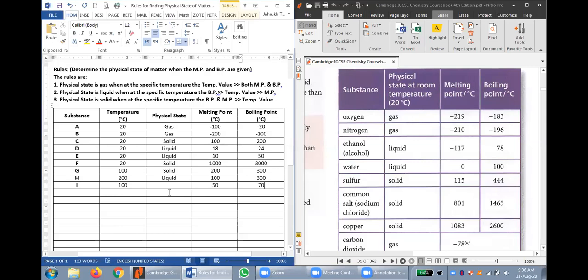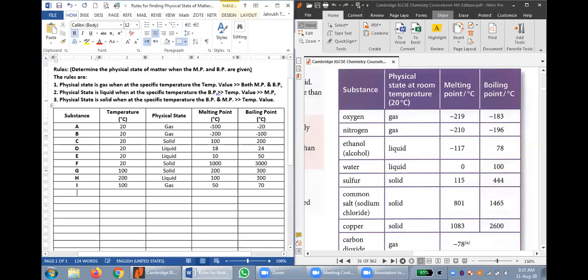Muhammad Ibrahim, I is yours to solve. Ji, sir. Very good. Correct work, Halima. Good work, Ibrahim. Because 50 is lower than 100, and also melting and boiling point are lower than 100. Yeah, that's the point. Good work.